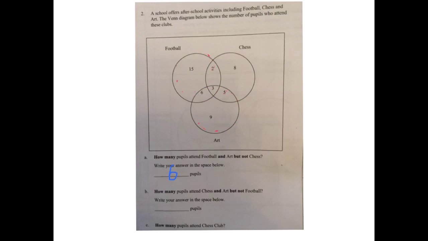Question B. How many pupils attend chess and art but not football? So we're looking for chess and art but nobody who's in this football section. So chess and art, you can see that it's 5 pupils. Again, let's get rid of this.